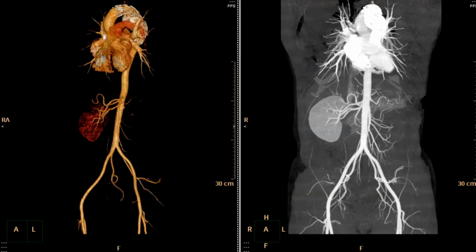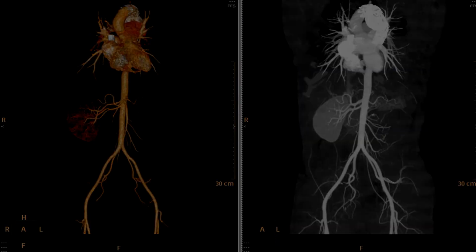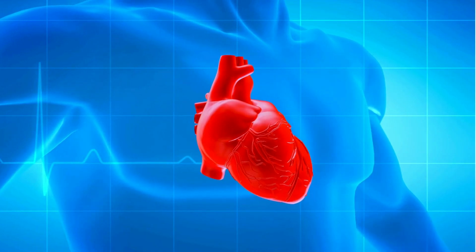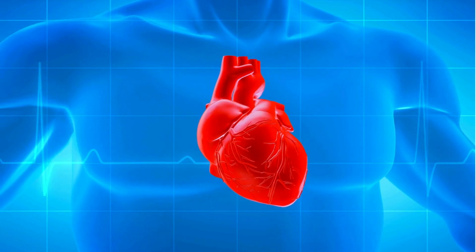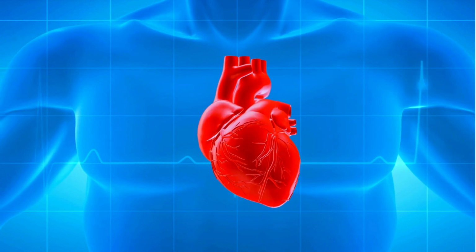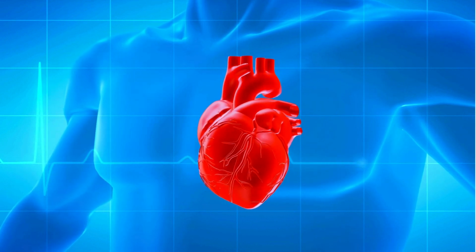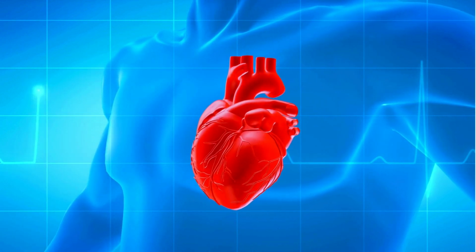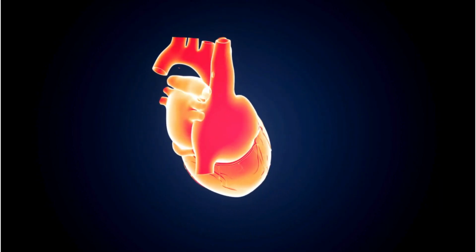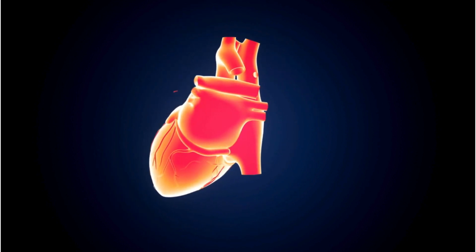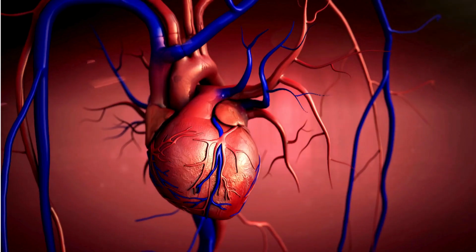Cath lab procedures involve the use of catheters, which are thin, flexible tubes, to diagnose and treat cardiovascular conditions. Here's a general overview of common cath lab procedures. Angiography. Purpose: to visualize blood vessels, particularly the coronary arteries supplying the heart. Procedure: a catheter is inserted into a large artery, typically in the groin or wrist. The catheter is guided through the blood vessels to the area of interest, for example, the coronary arteries. Contrast dye is injected through the catheter, and X-ray images are taken in real time to visualize blood flow and any blockages.